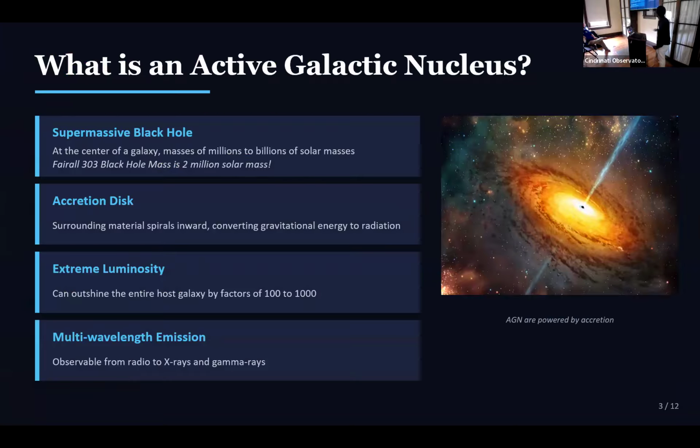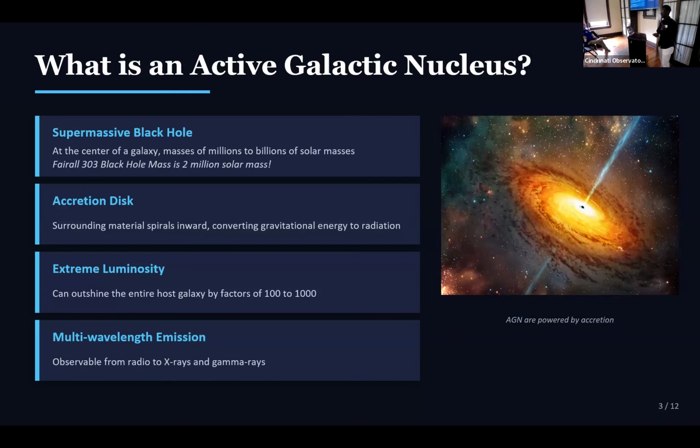So an active galactic nucleus is a supermassive black hole at the center of a galaxy worth millions, if not billions of solar masses. For example, the one that I studied is worth 2 million solar masses. One of the defining characteristics is its accretion disk and its accretion rate, the rate at which it converts matter into energy. So surrounding materials spiral inward, converting gravitational energy to radiation.